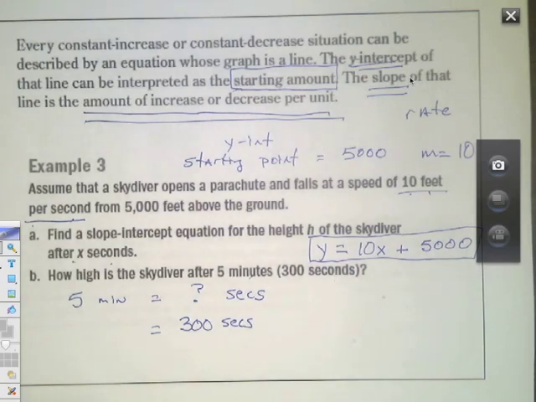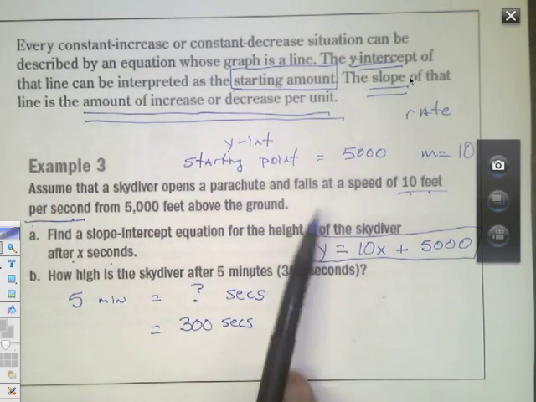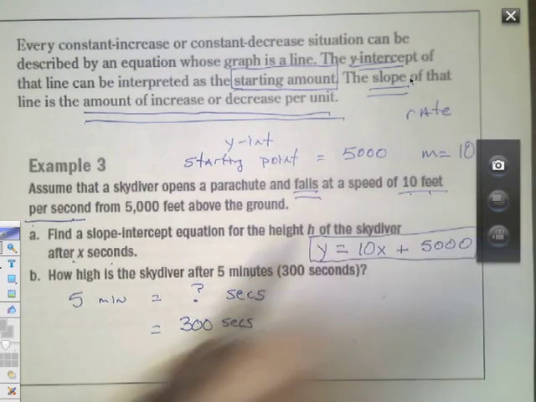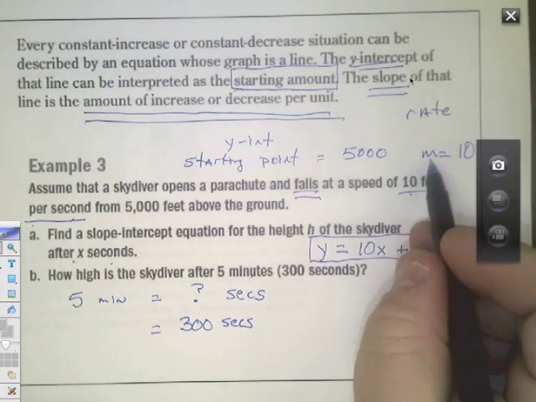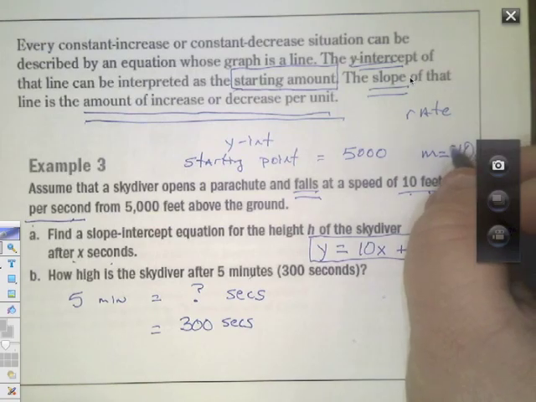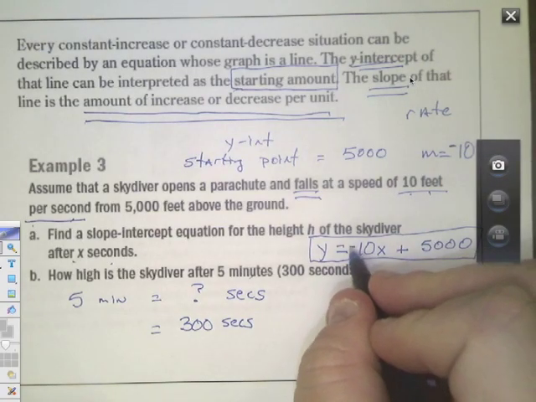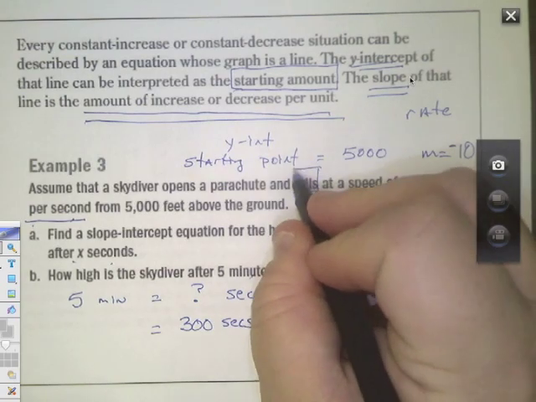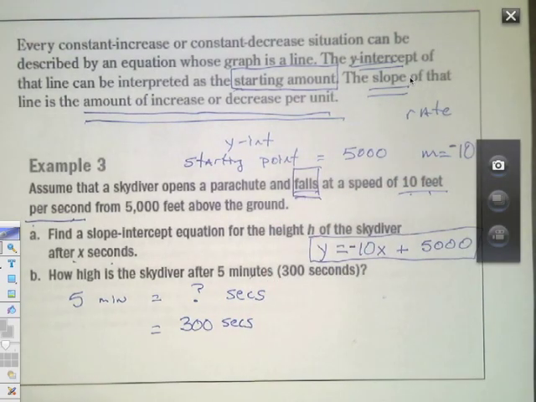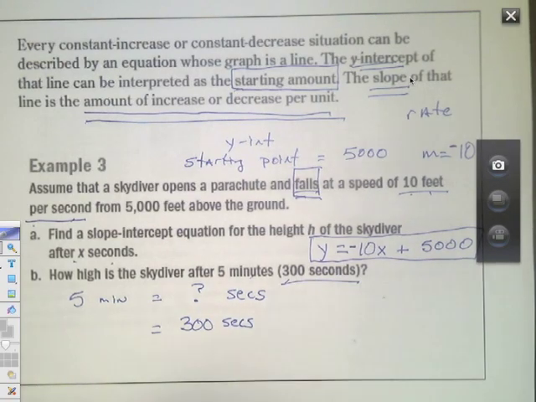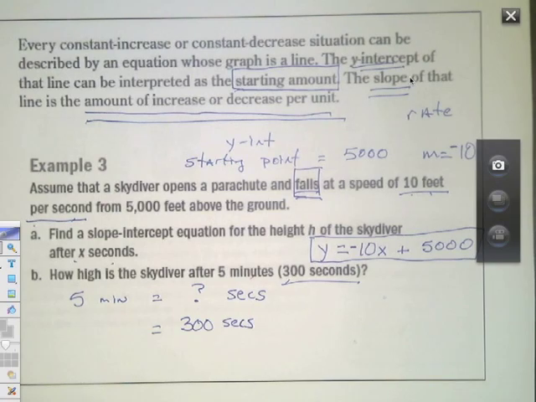Now we want to know how high the skydiver is after 5 minutes, 300 seconds. Oh, Mr. Johnson made a mistake. We are falling at a speed of 10 feet per second, so this slope should be a negative 10. If you fall, you should be going downwards, right? We're not going to increase, going up, if we're falling down to the ground.